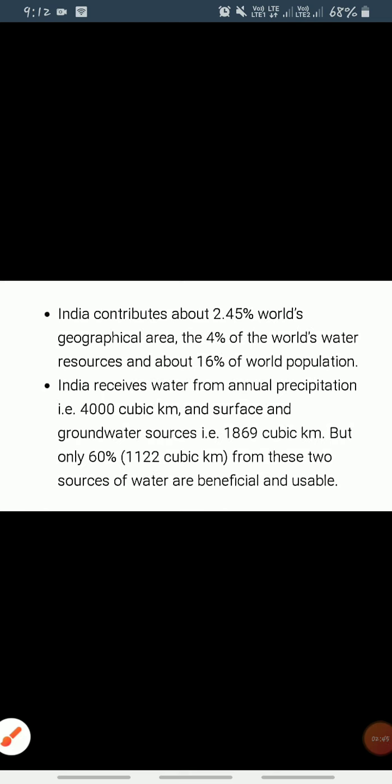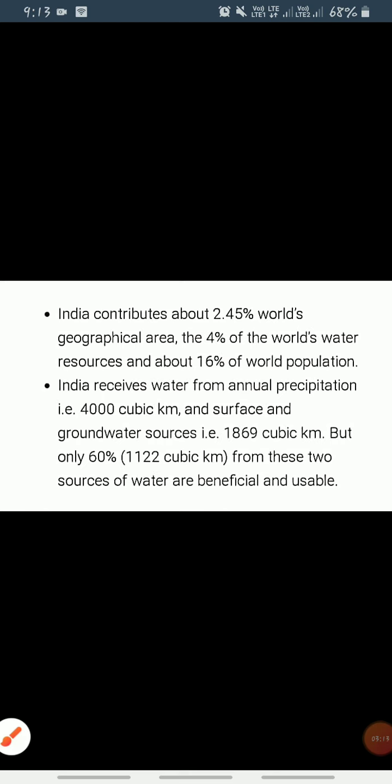The total water available from precipitation in the country in a year is about 4,000 cubic kilometer. The availability from surface water and replenishable groundwater is 1,869 cubic kilometer. Out of this only 60% can be put to beneficial uses. Thus the total utilizable water resource in the country is only 1,122 cubic kilometer. So this is all about the water resources in India.